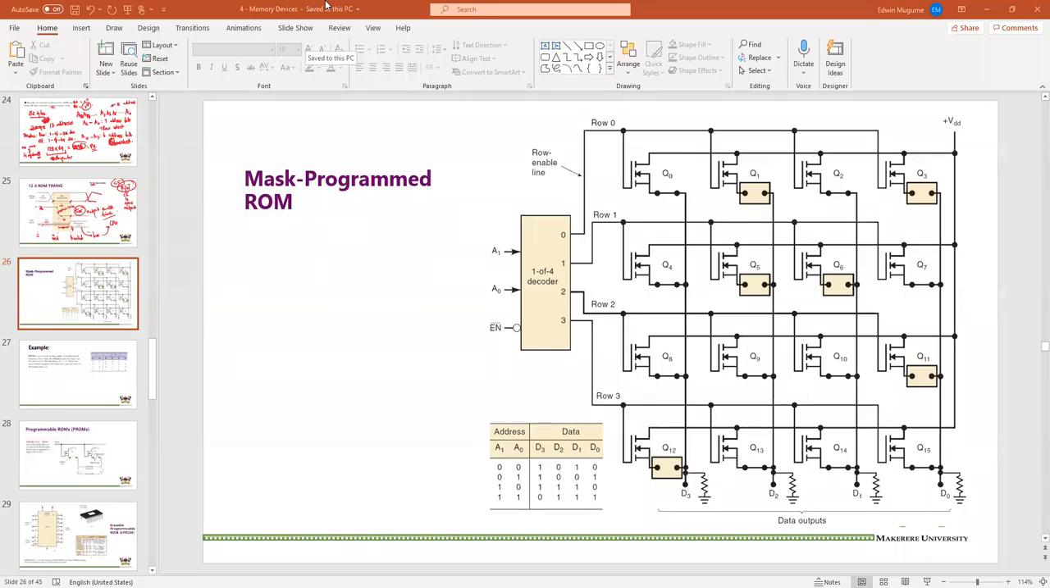We are going to start our lecture on memory. We are just going to continue from where we stopped last week.